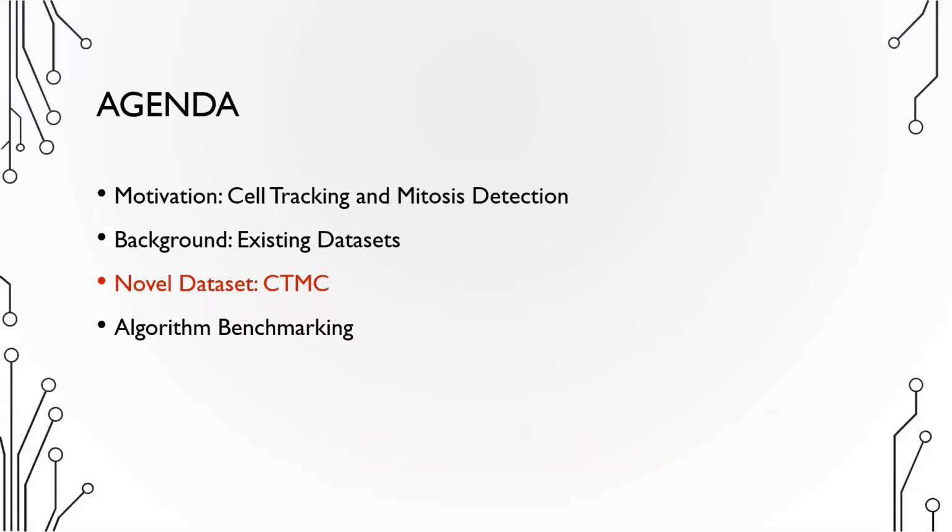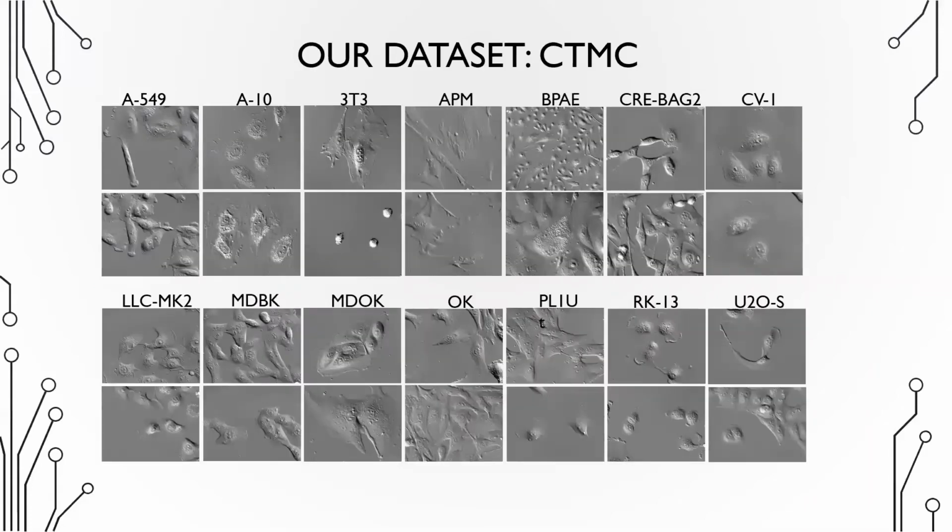we call CTMC. Here's a preview of the dataset. It contains 14 different cell lines, and as you can tell, it contains a diverse set of cells with varying shapes and sizes. We collected this dataset from the Nikon Microscopy website, and all these videos were obtained using the DIC modality.